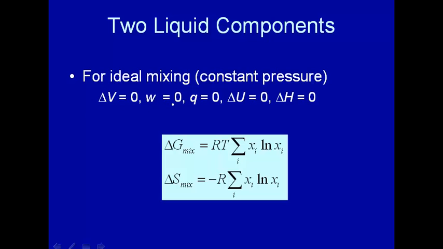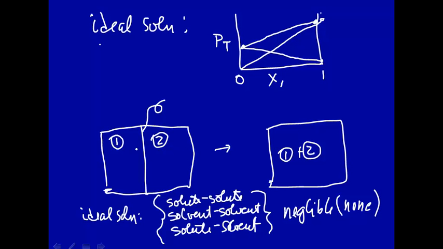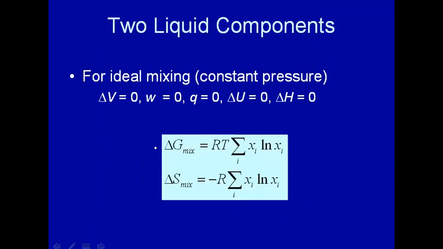And if you look at the work, work is P dV, or P delta V at constant pressure. That work is 0. And since there's no interaction between the solute and solvent, or solvent-solvent, or solute-solute, what that means is that there should be no heat generated and so on. So Q is equal to 0, delta U is equal to 0, and delta H is equal to 0. So all these quantities are equal to 0 for an ideal solution when you mix the two components.